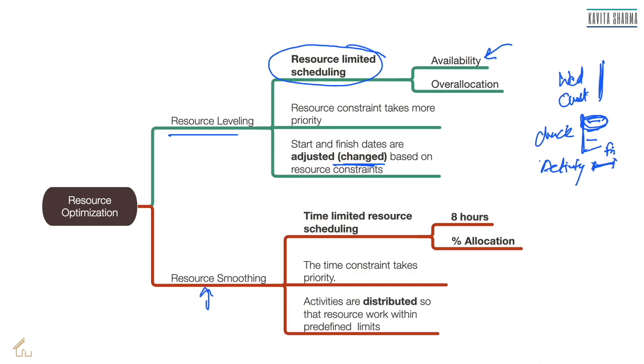Resource smoothing, on the other hand, is time limited resource scheduling. Here, the overall constraint is that I can only do work for 8 hours and not more than 8 hours, obviously a 40 hour work week. Or some of the resources are allocated to me only 50%. That means I cannot use them more than 4 hours every day. So here the time constraint takes the priority, and I distribute the activities allocated to my resources based on the time within which they are available. I'm going to take an example in the next set of slides, so stay tuned.